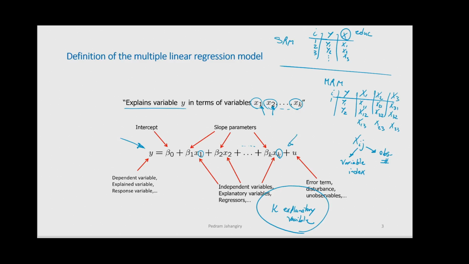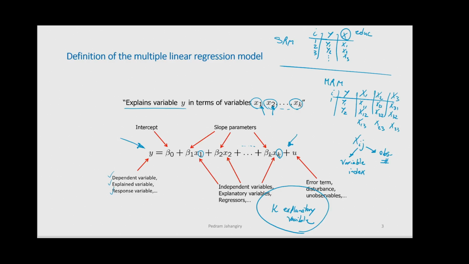In simple regression model, what is k? k is equal to 1 because we have only one explanatory variable. In multiple regression model, k can be 2, 3, 4, and etc. Right? Everything else is the same. y is our friend, the dependent variable, explained variable, response variable. These are different names. And what else do we have?